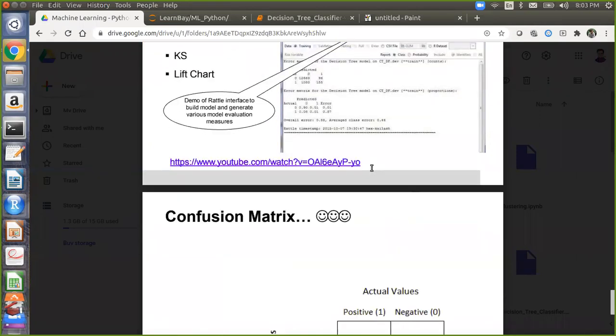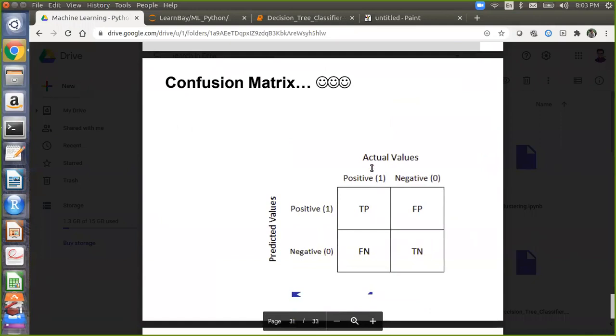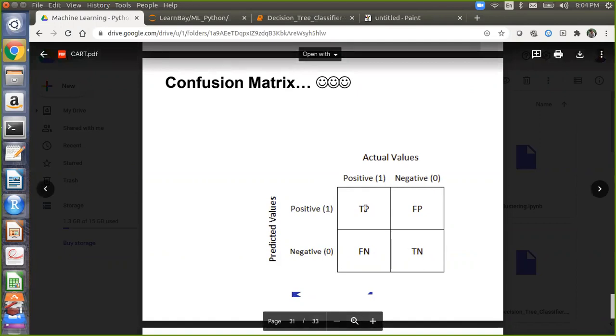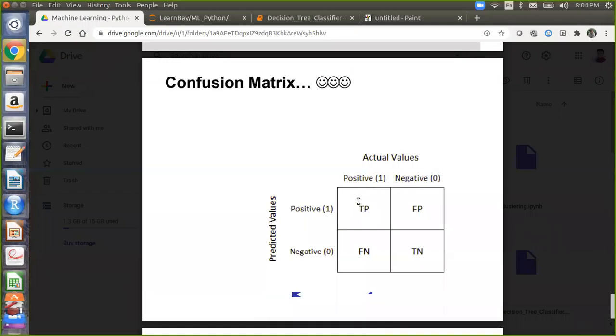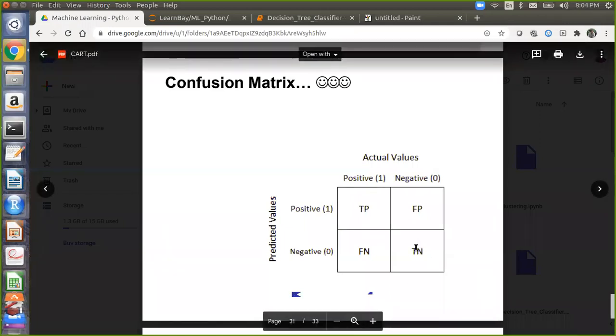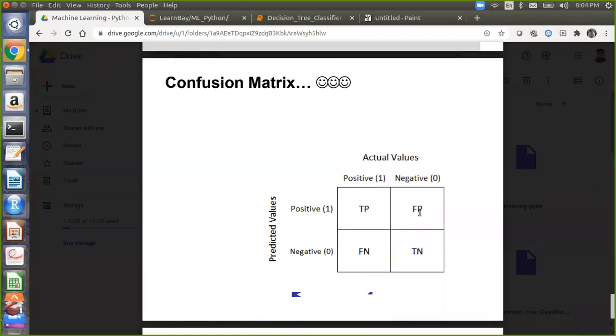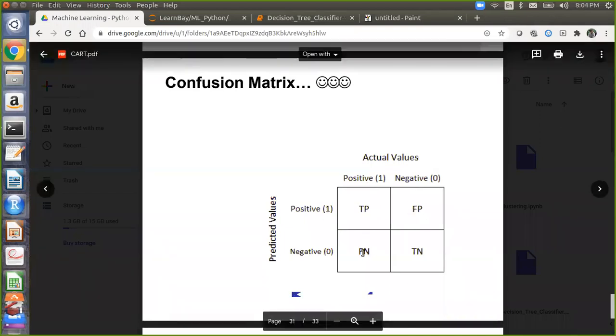Okay, so the first one is the confusion matrix. The confusion matrix tells you about the accuracy of your model. How many times has your model predicted target 1 as 1, and how many times has it predicted 0 as 0? Those true predictions, 1 as 1 and 0 as 0, are called true positives and true negatives. Now when 1 is predicted as 0, that is a false positive. When 0 is predicted as 1, it is a false negative.